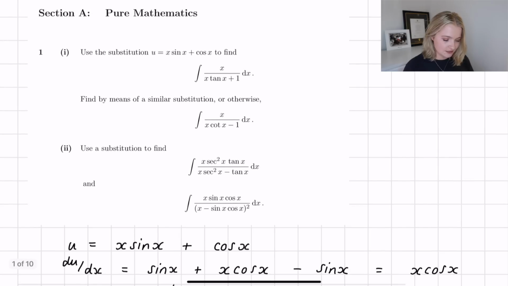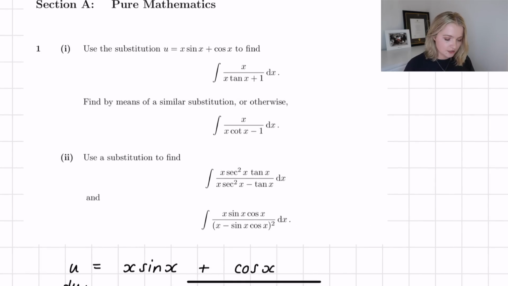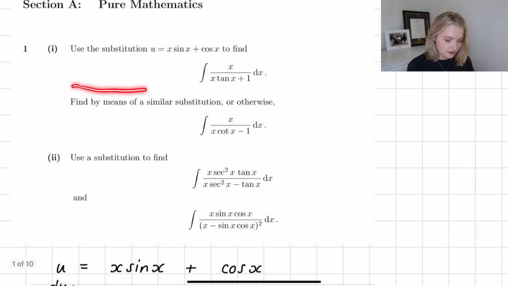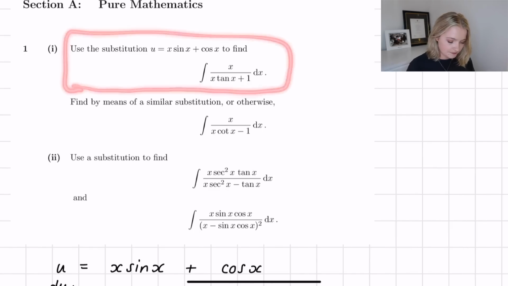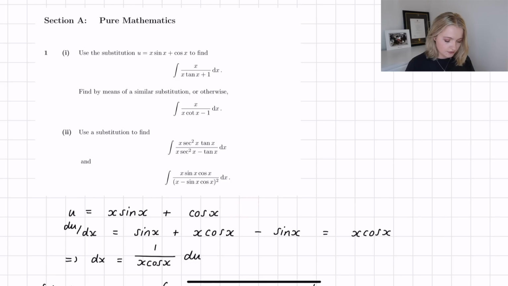So the first question is a really nice question really. It just says use this substitution to find the answer for this integral. So this is the first bit that we want to do here. I wrote down the substitution that we want, so it says u equals x sin x plus cos x, and that's what we have here.